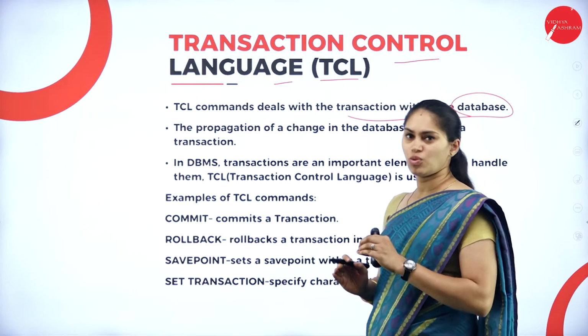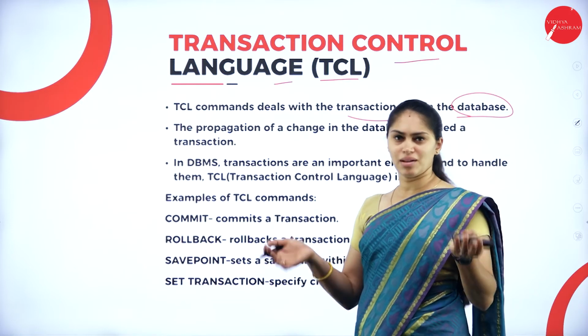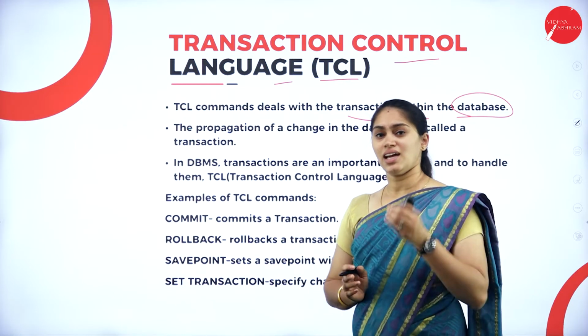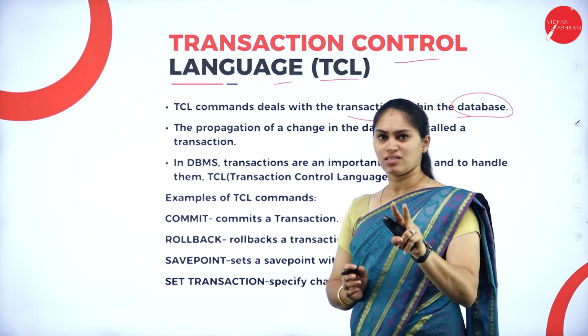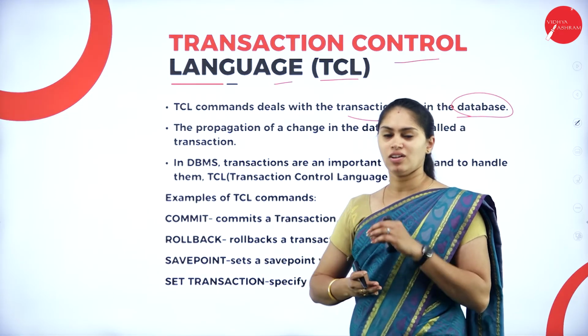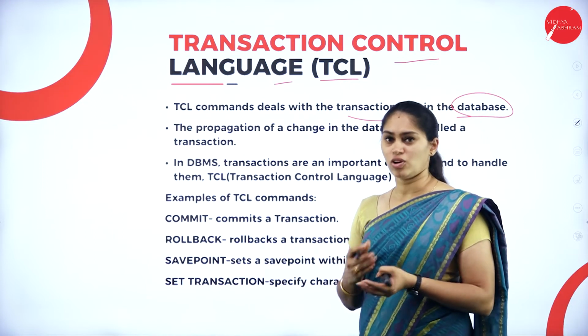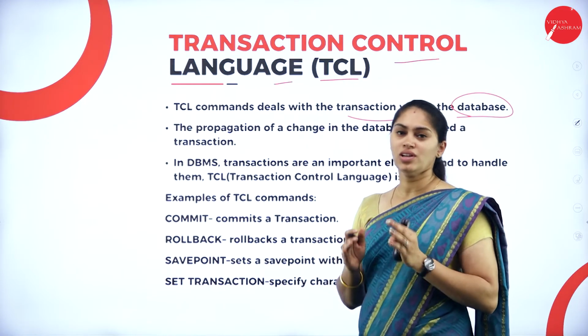For example, if you are trying to send money from your account to your friend's or any recipient's account, at that time only two things have to happen. Either money has to be credited to your friend or recipient, and the money has to be deducted from your account. Only those two operations have to happen.